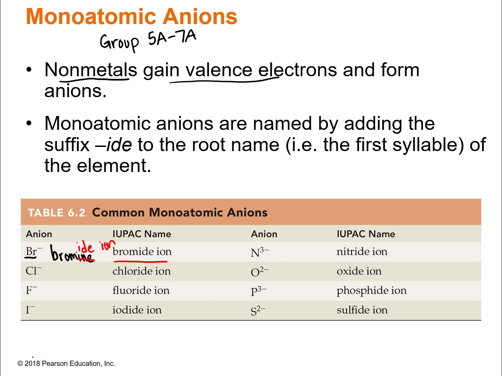Same thing with nitrogen. If we start with nitrogen, we're going to keep the root of the name, which is usually like the first syllable-ish. Get rid of everything else and replace it with IDE. Then you write the word ion afterwards, and that gives you nitride ion. So this is a good table to double check your work as you're getting more comfortable with naming. You will not have access to this chart when you are doing your exam.